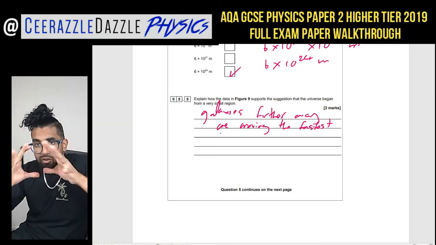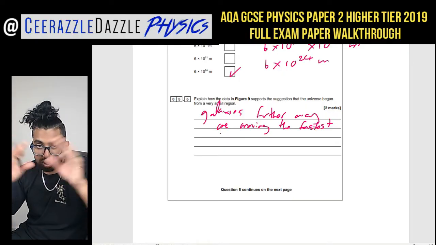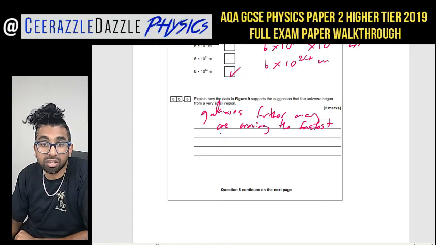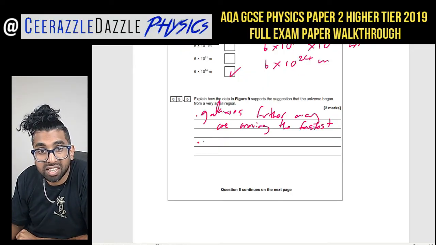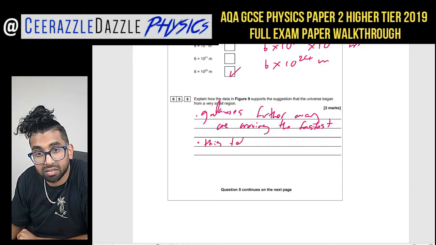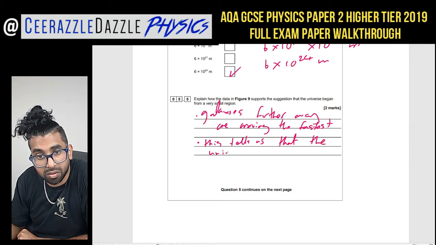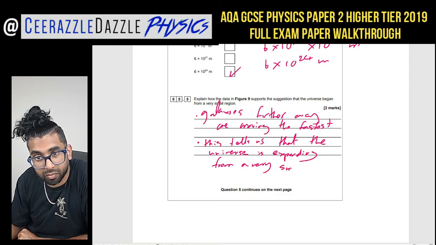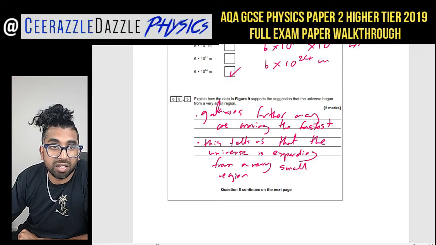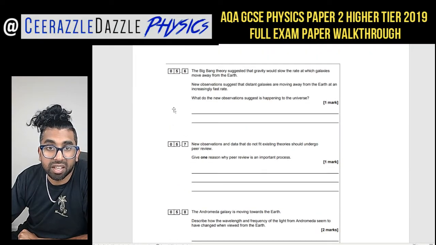So obviously if the galaxies further away are moving the fastest compared to the ones which are closer, which are moving slower, that tells you that the universe is expanding. So this tells us that the universe is expanding from a very small region. Excellent stuff.